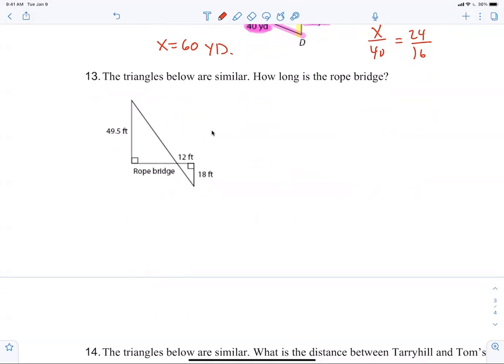So go ahead. Tell me this. 18 over 49.5 equals 12 over X. Yes. Very nice. Very, very good, buddy. Then it is 33. Anybody else get 33? Yeah. And of course, we'd say 33 feet. Yeah, that's right. There's different ways to set them up, depending upon how you like to set them up.